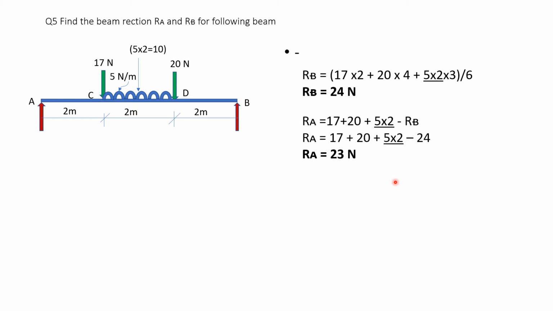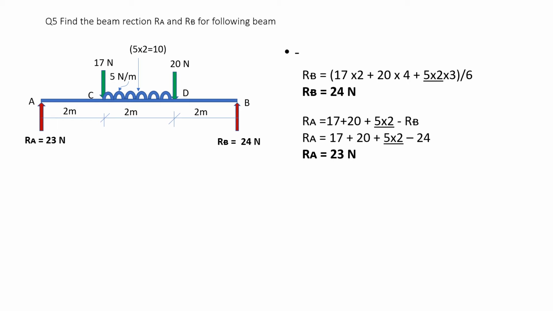So take the calculators in your hand and do the calculations. 17 plus 20 plus 5 into 2 minus 24. Press is equal to, you will get the answer RA is equal to 23. And you can show it here, RA as 23 and RB as 24.